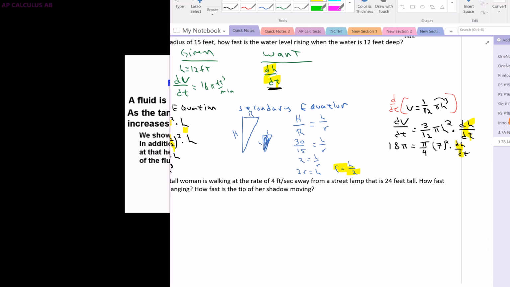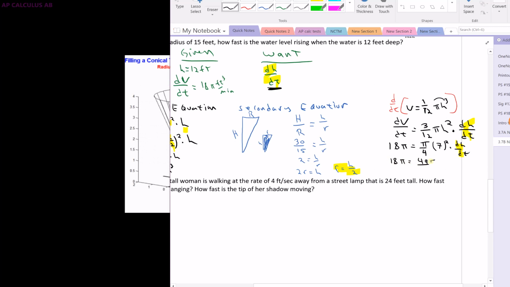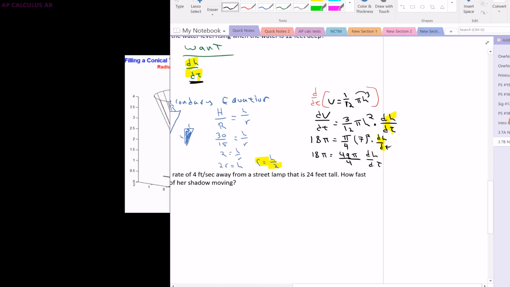You're going to divide both sides by it. So we're going to get 18 pi equals 49 pi over 4 dh/dt. And then you could multiply both sides by 4 and then divide by 49 pi, however you want to do it. We're going to get 18 times 4 is 72 pi over 49 pi. And these pi's are going to cancel. So we got 72 over 49.